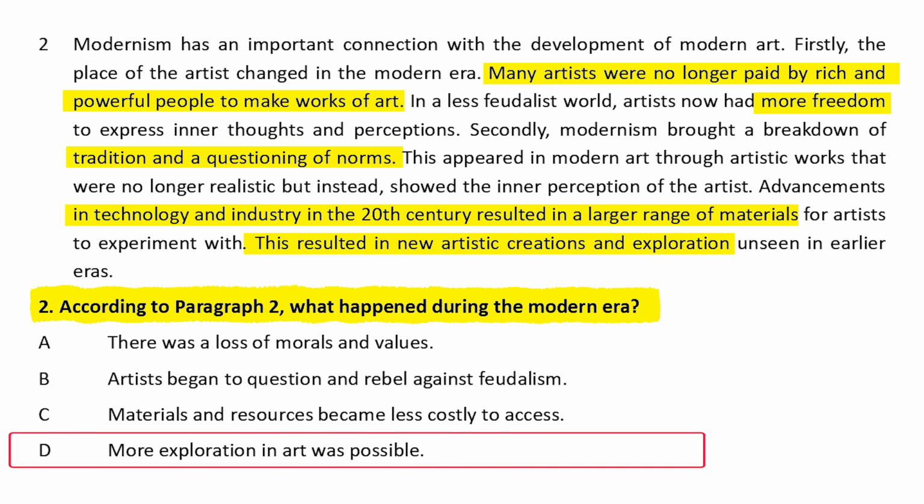Now let's check D. More exploration in art was possible. This is the correct answer. The paragraph says, "Advancements in technology and industry in the 20th century resulted in a larger range of materials for artists to experiment with. This resulted in new artistic creations and exploration unseen in earlier eras."